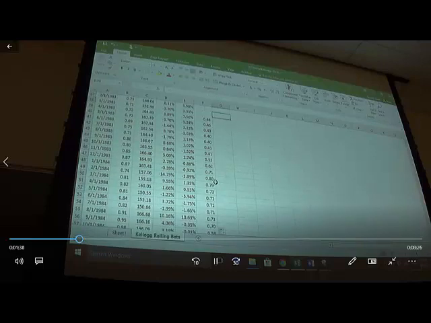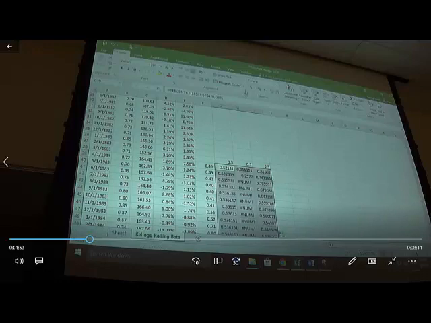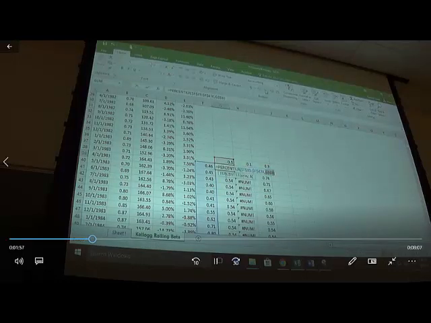What else can we do? We can look at the median. We look at the 10% and the 90th percentile. Use the percentile function. Lock it in. I forgot to lock this in.